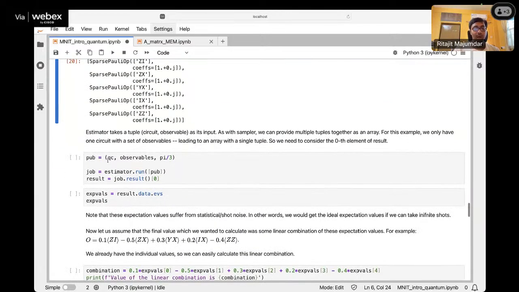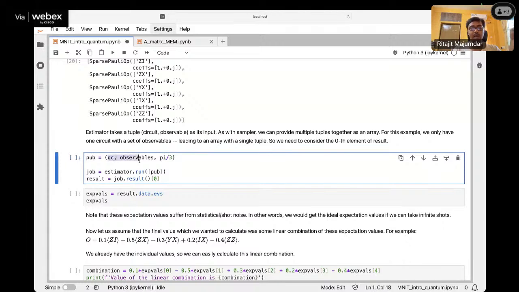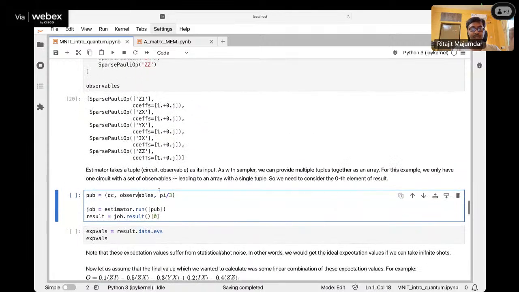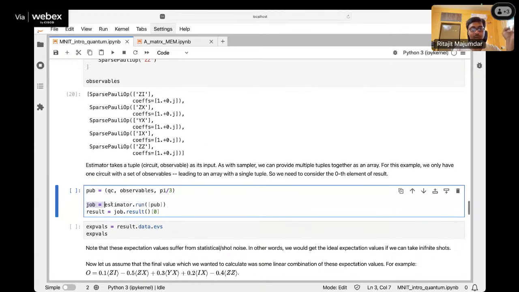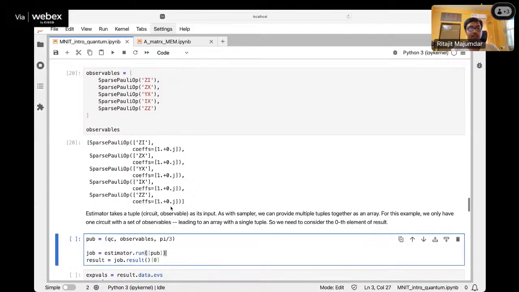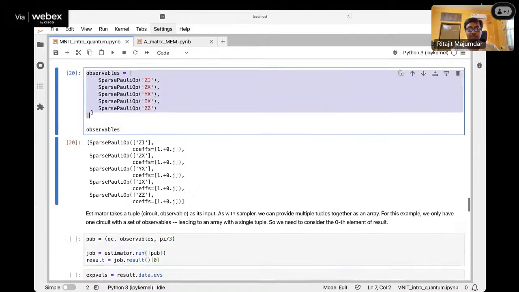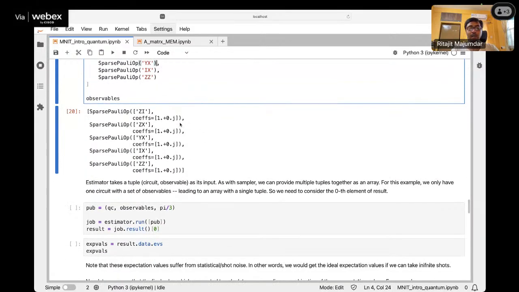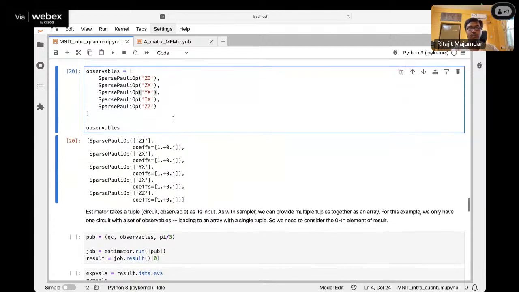Now I put in my pub. Remember, my pub was circuit, observable, parameter. In this case, I need all three. I need my circuit, I need my observables, which is this, and my parameter, which is 503. I'll again put in job equal to estimator.run. Just one small thing to point out, because this will come very handy later on. This is a list of observables. What I am saying to estimator is, I want to know the expectation value of each one of them. So estimator will return me a list of values, each corresponding to each observable.